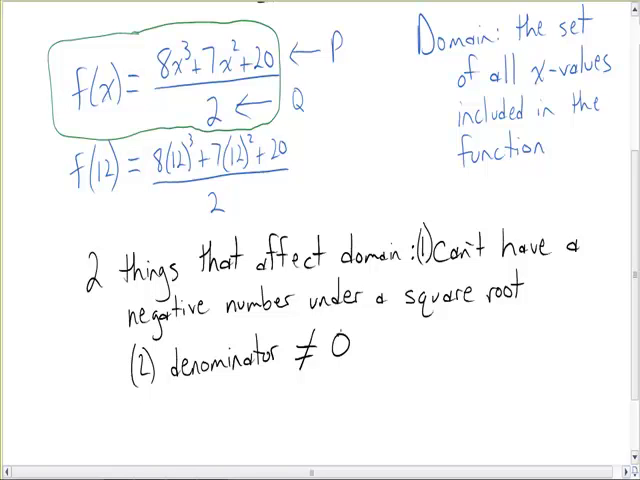Now, for this function we just looked at, there's not, because, what is our denominator? Well, our denominator is just 2. No matter what you plug in for x, that's always going to be 2. So you're always going to be able to divide by 2. That will always give me an answer. Let's look at an example of one that is not.